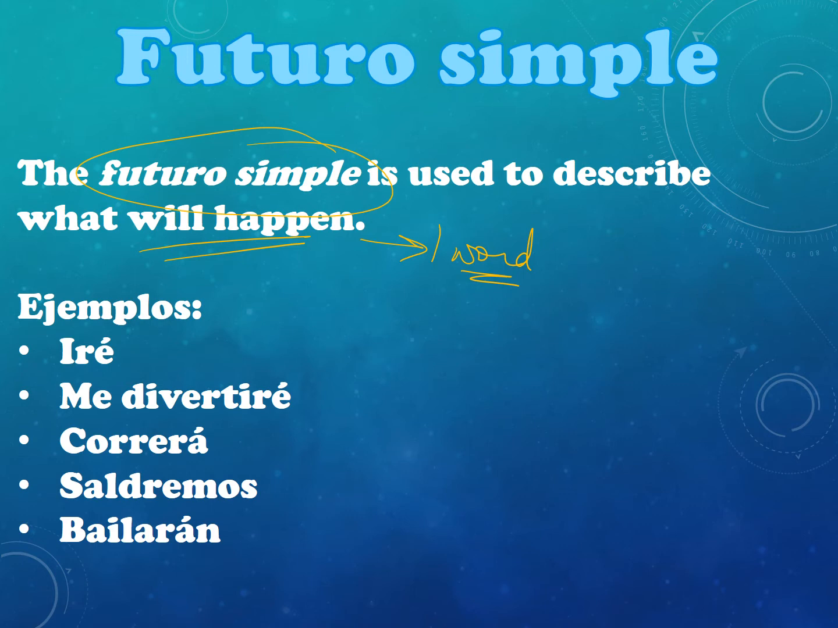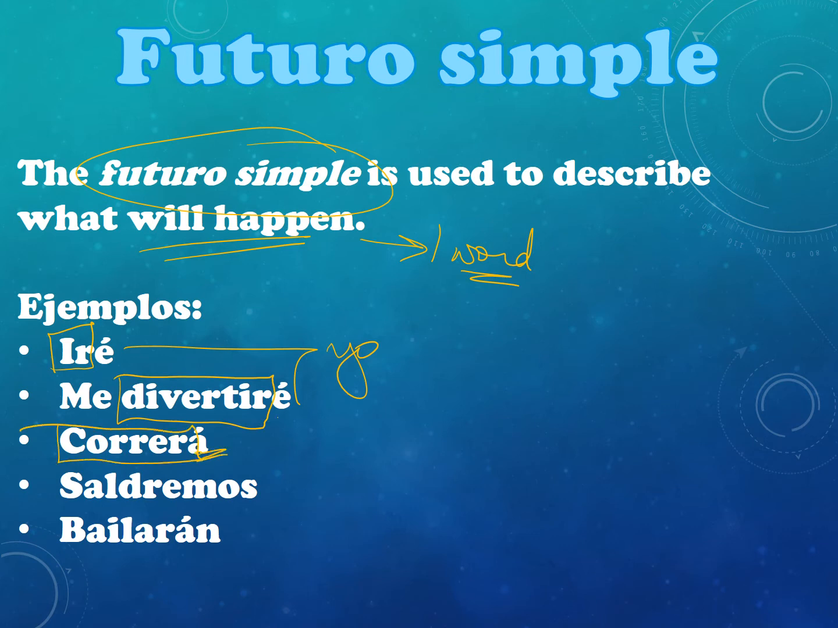The ejemplos here, again, are talking about different people. Iré and me divertiré are yo. Correrá is one other person. Saldremos is we. And bailarán is more than one other person. Also notice that usually in the futuro simple, you see the entire infinitive, the whole verb, before you add your ending.